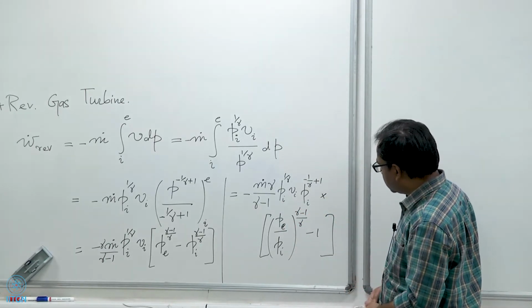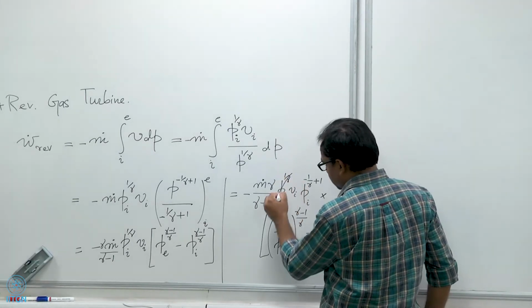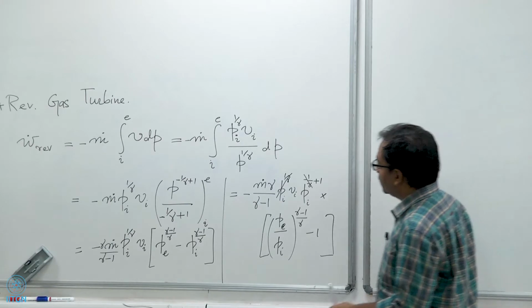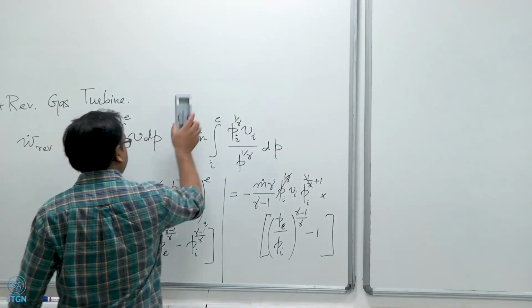So, I can do some further simplification. I think this and this I can cancel. So, what I get finally is, let me write it down freshly.